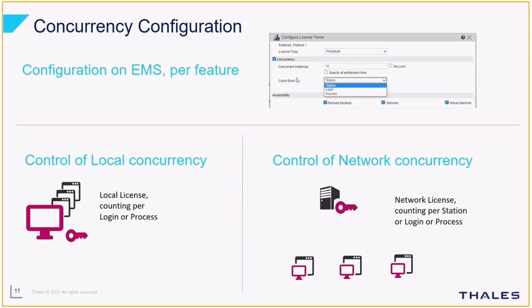The accessibility to that license will give you the possibility to manage 2 kinds of concurrency. It can be a local concurrency if you do not activate the network capability of your license, and in that case it will be smart to count per number of logins or number of processes. If you are activating the network capabilities of your license, you will be able to count concurrency by login, process, or even stations.